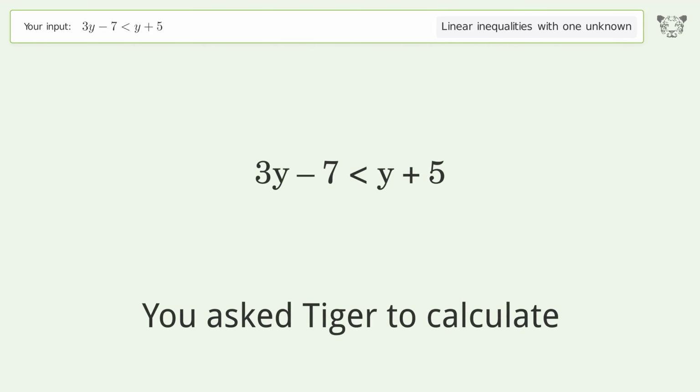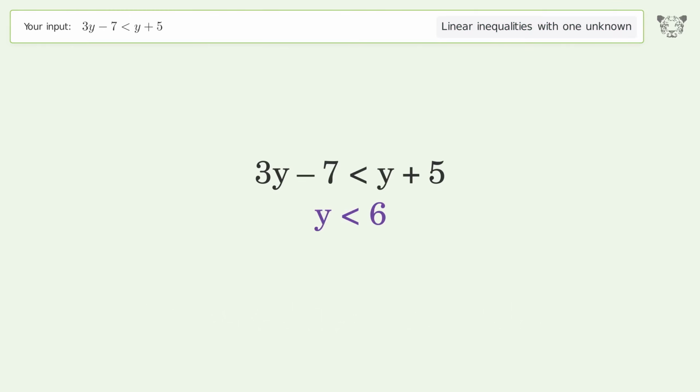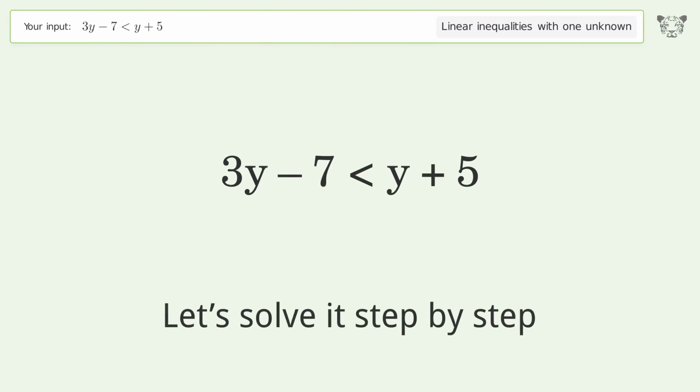You ask Tiger to calculate. This deals with linear inequalities with one unknown. The final result is y smaller than 6. Let's solve it step by step.